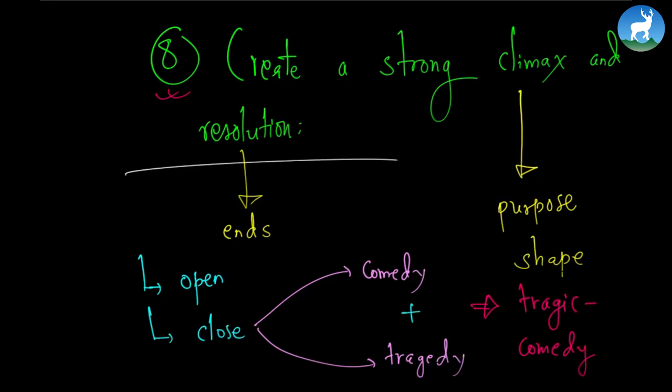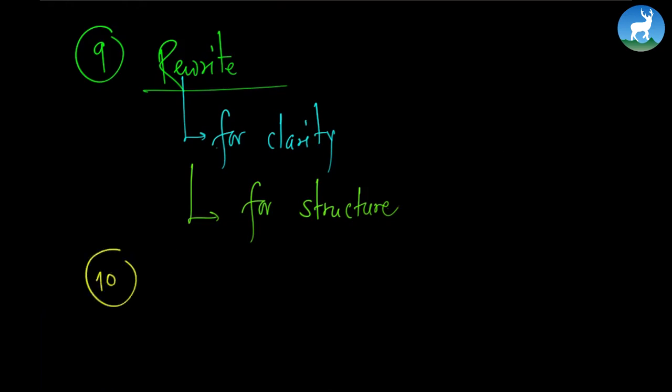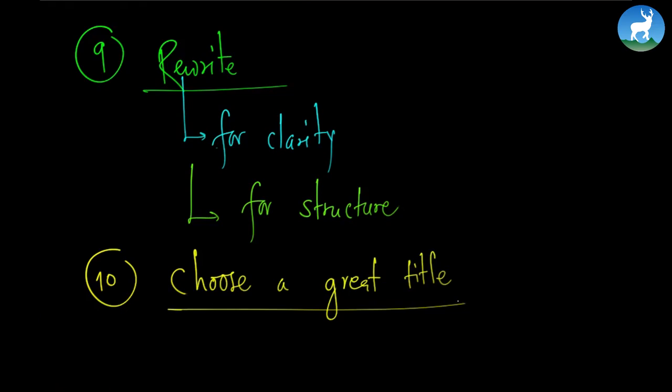Now let's go to the 9th advice. The 9th advice is rewrite. And why rewrite? Because you are rewriting for clarity, and another reason is you're rewriting for structure. Finally, the last advice that I would like to give you is choose a great title. This you can actually do towards the end of the story. So choose a great title, and now it is time to submit your short story to contests and publishers. Well, good luck. So this is how we write a short story.